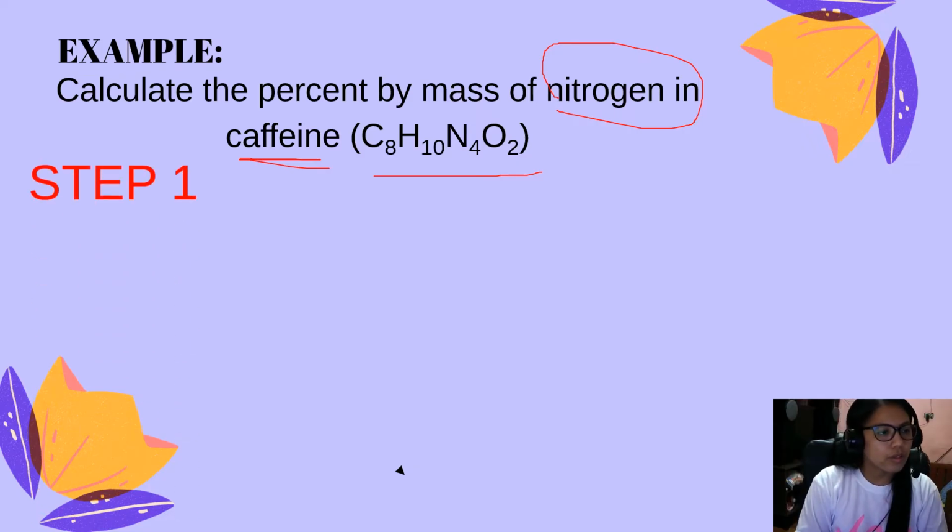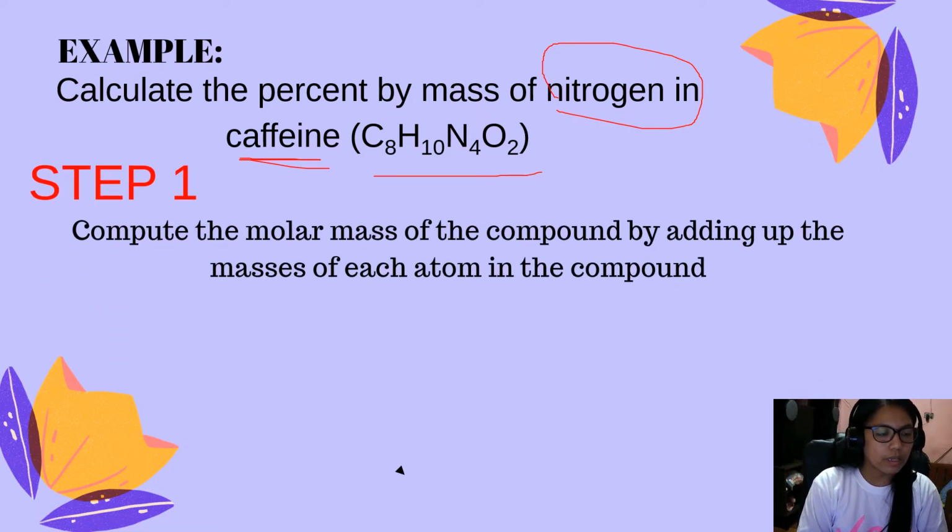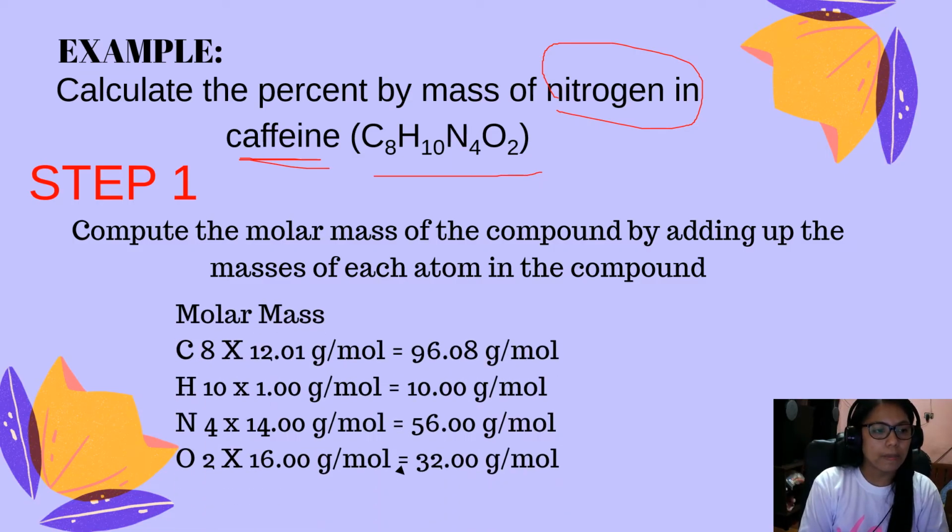Okay. So, what is step 1? Step 1, again, compute the molar mass of the compound by adding up the masses of each atom in the compound. So, alam nyo na ang pag-compute ng molar mass. In molar mass, okay, you're going to write first the element.